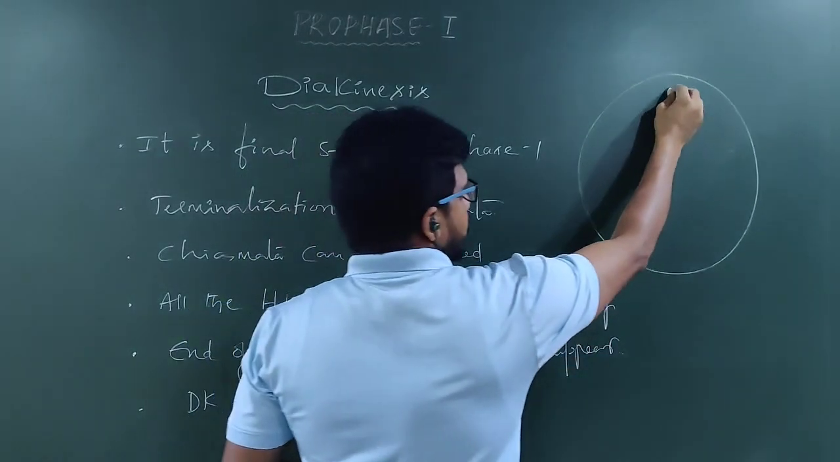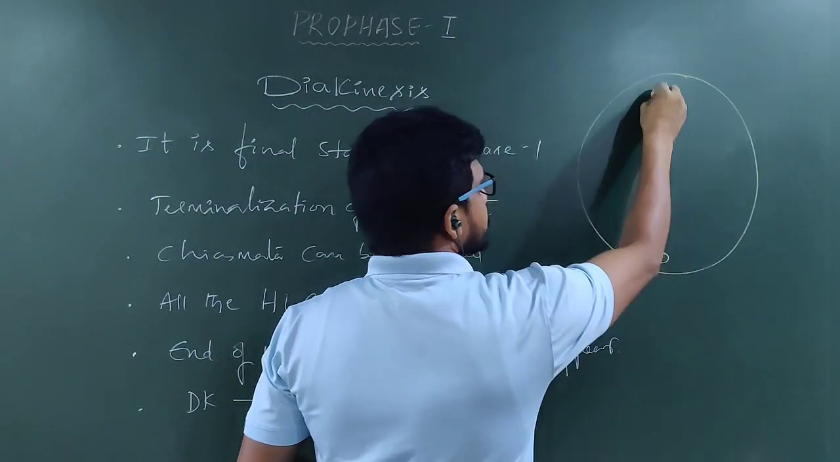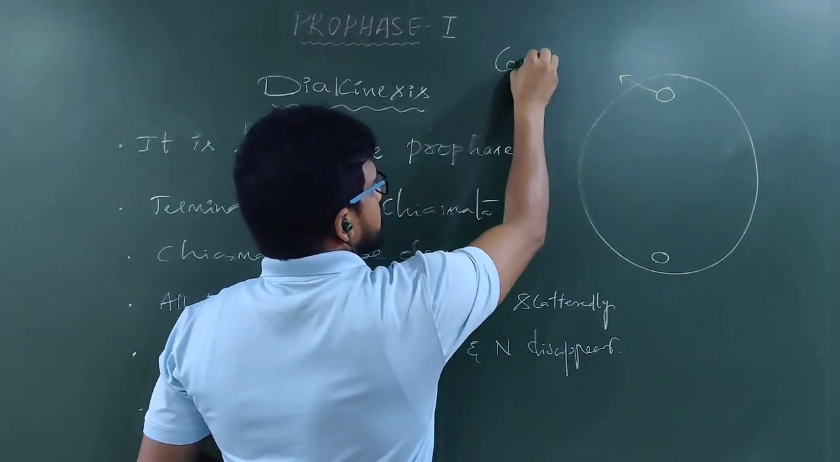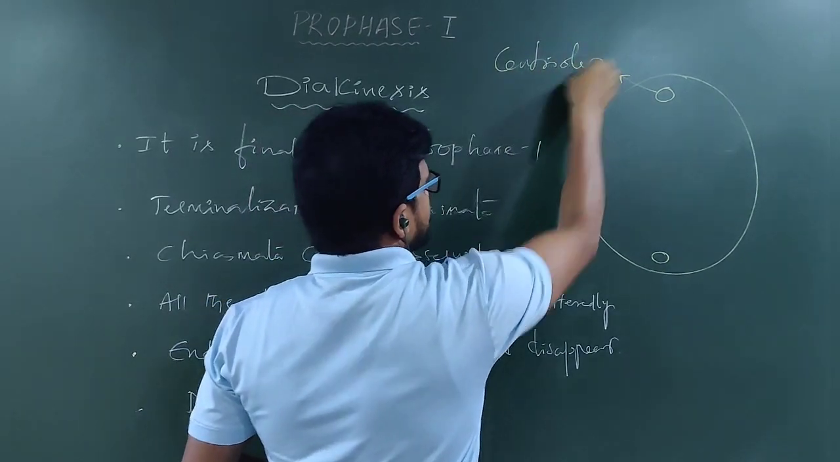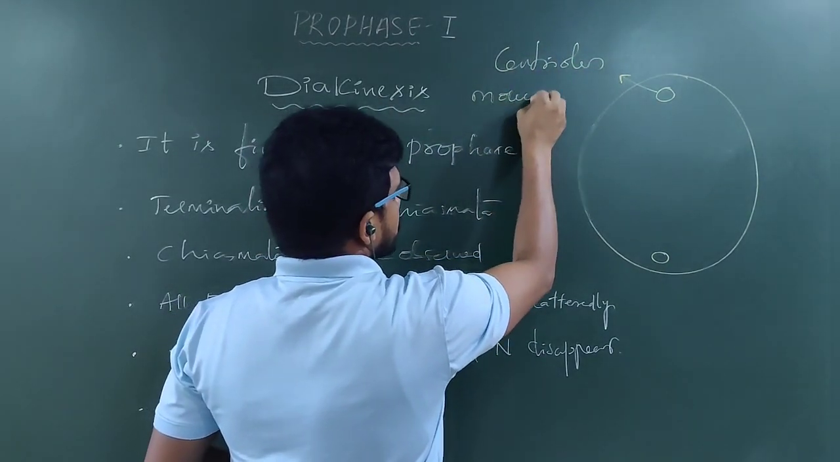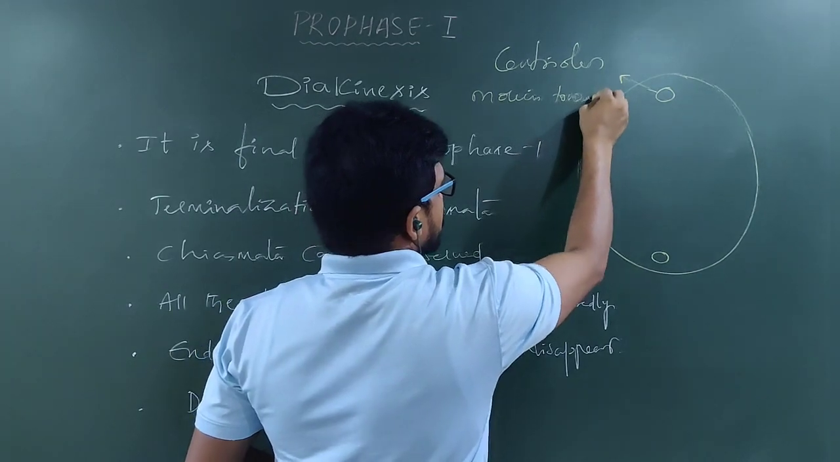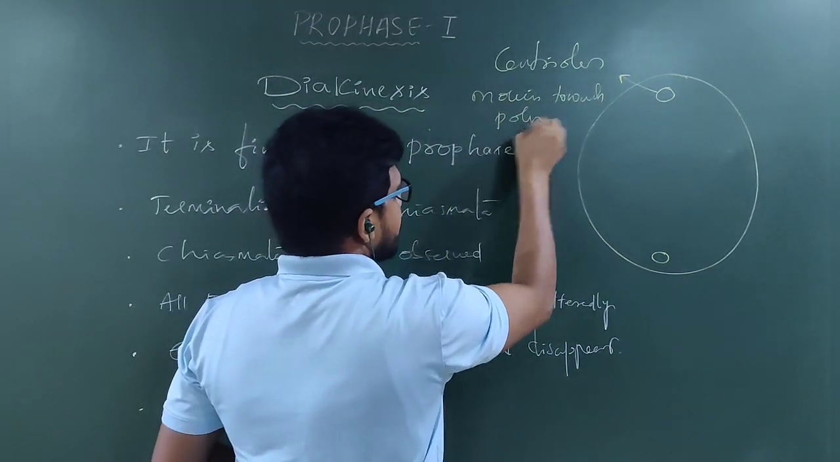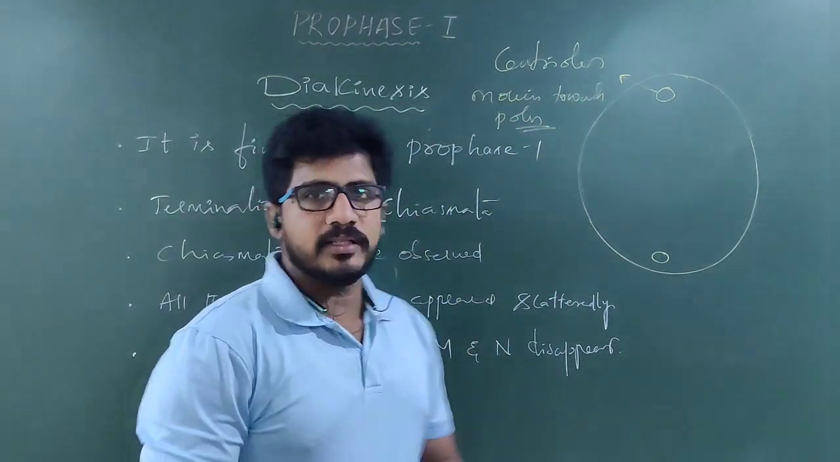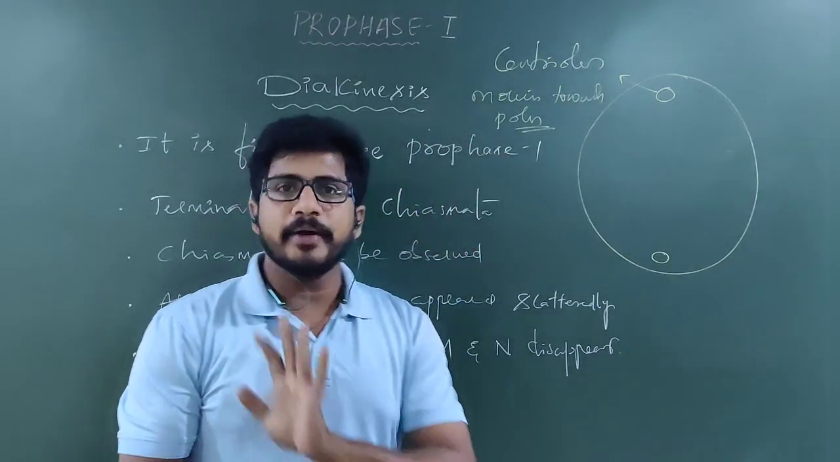Firstly, centrioles are moving towards the poles. This is very important. This happens in the prophase of generally mitosis.